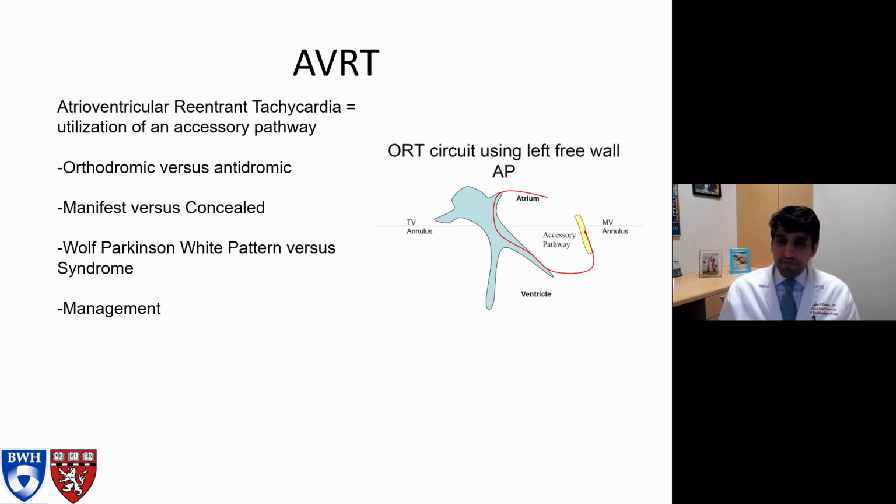One is the symptoms of the patient. Some patients are very asymptomatic. Some patients have a lot of symptoms. And the second is what we stratify the risk of this accessory pathway to be. As we know, there are some patients with an accessory pathway that, if they had atrial fibrillation, could unfortunately have rapid conduction down the pathway and have atrial fibrillation.